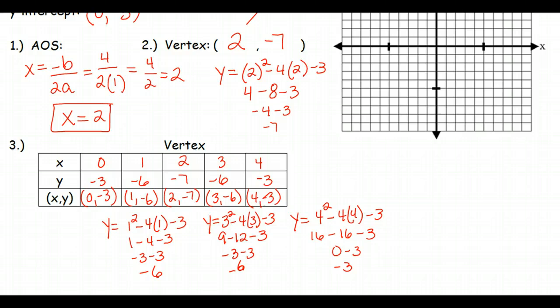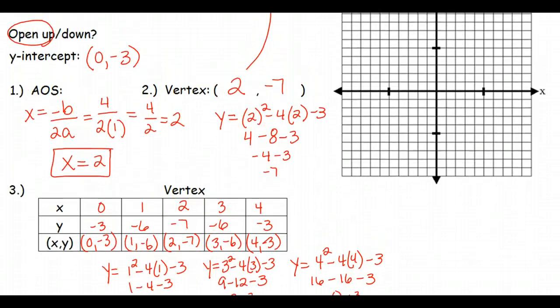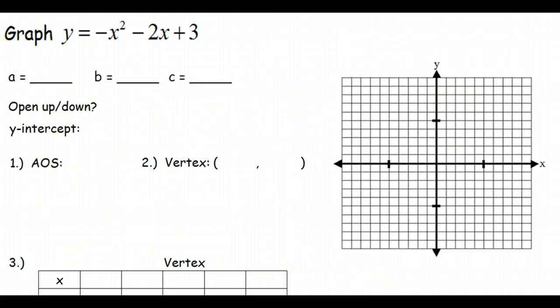Now we can go ahead and plot each of these ordered pairs. Our first one is 0, negative 3. Our second ordered pair is 1, negative 6. Our next ordered pair, which is our vertex, is 2, negative 7, followed by 3, negative 6, and last 4, negative 3. Now you have enough points where you can graph your parabola. Alright, let's go ahead and do the next example. First, let's find A, B, and C.